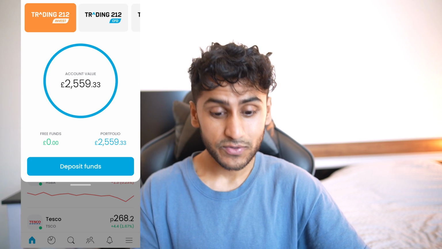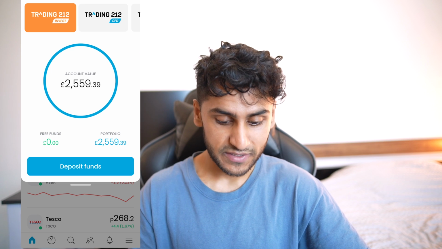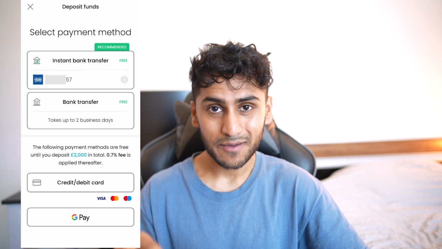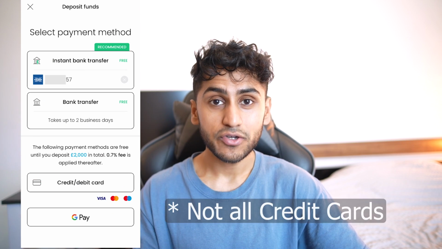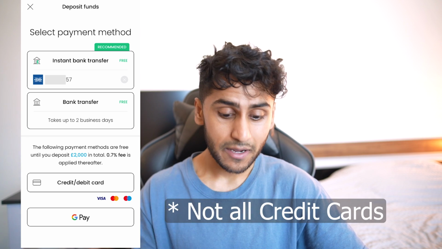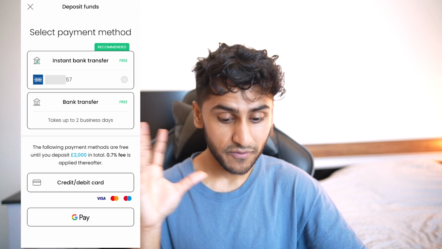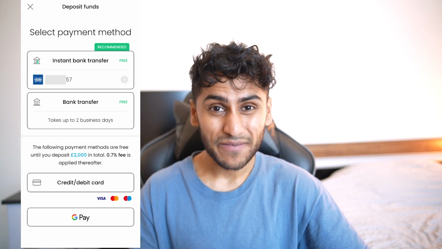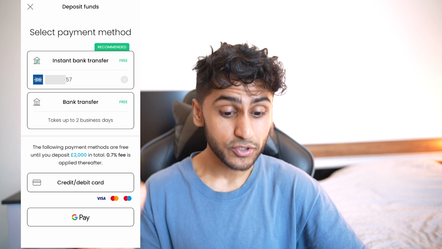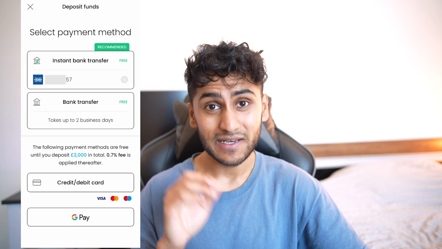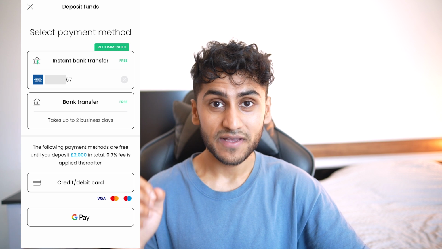So with Trading 212, in order to deposit funds, we press the deposit funds button and we will have a bank account linked with Trading 212. Now you can use your credit or debit card to actually top up your account. However, after the first £2,000 of deposits, you are charged a 0.7% fee, which for me is way too much, and I would recommend that you actually link your bank account. So for me, I've linked my main bank account.